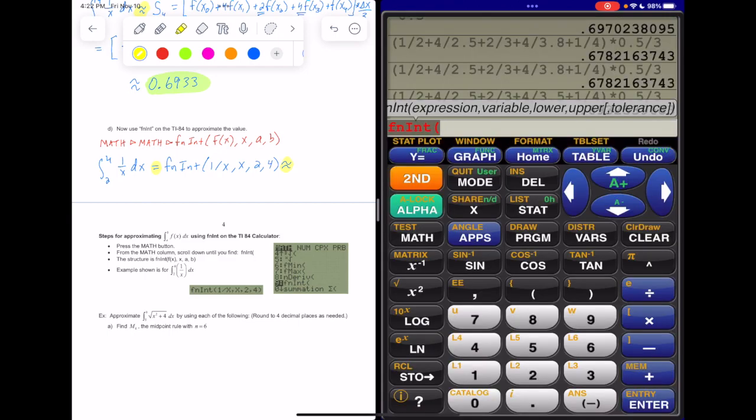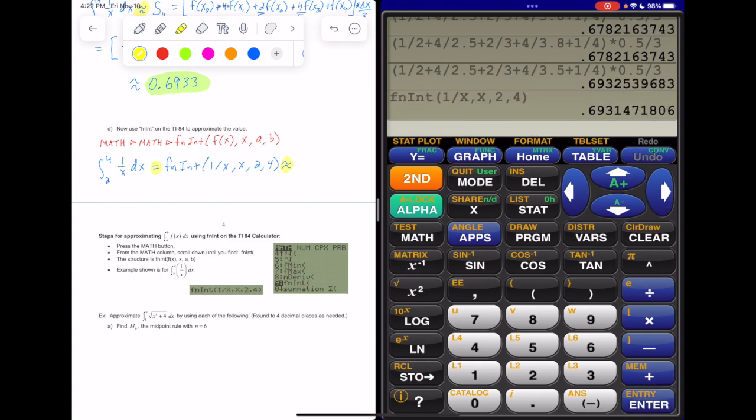All right, so I did that, and then I'm going to type my function, 1 over x, and then I have to tell it the variable, which is x. The next part doesn't have anything to do with the n we're using because we're not using the n of 4 anymore. We're using an n of like almost infinity in a way. So we're putting the limits of integration, from 2 to 4. This should come out kind of close to what the other ones did, so let's have a look, and we'll round it to 4 decimal places.